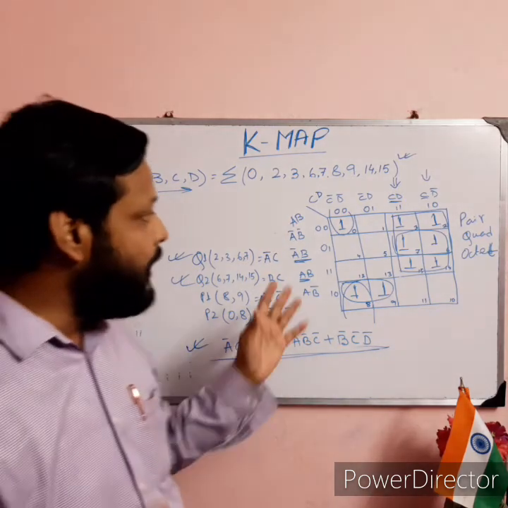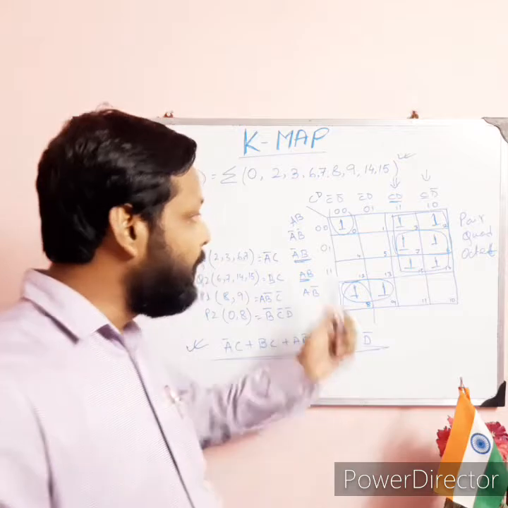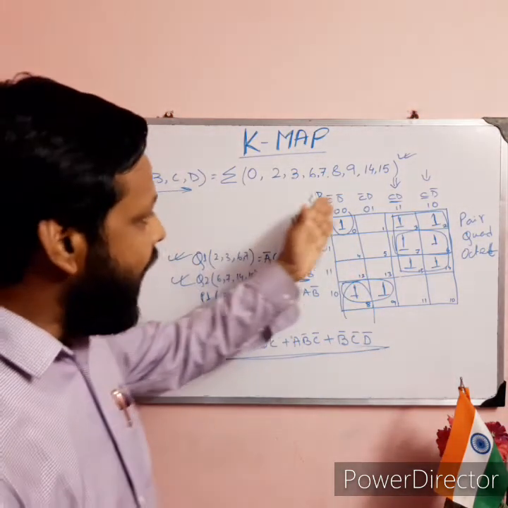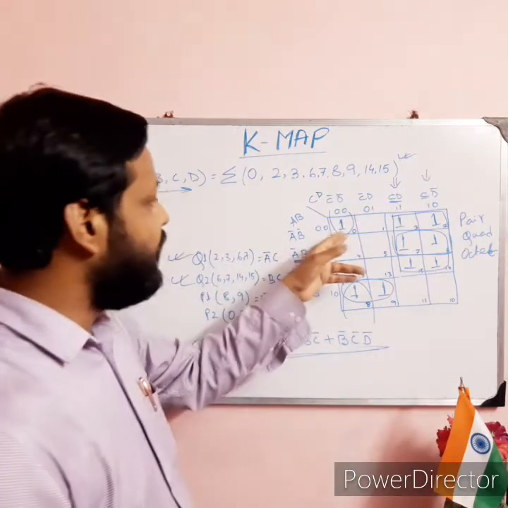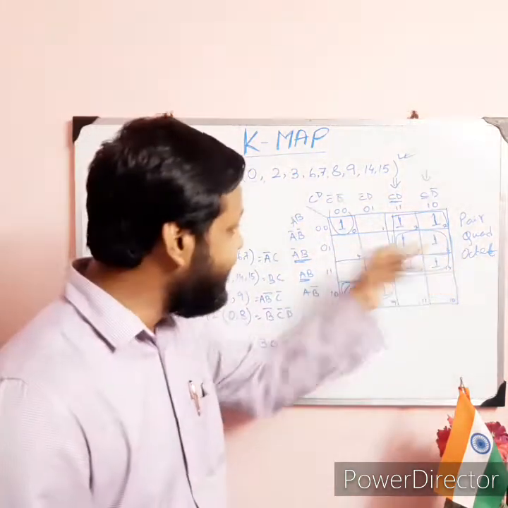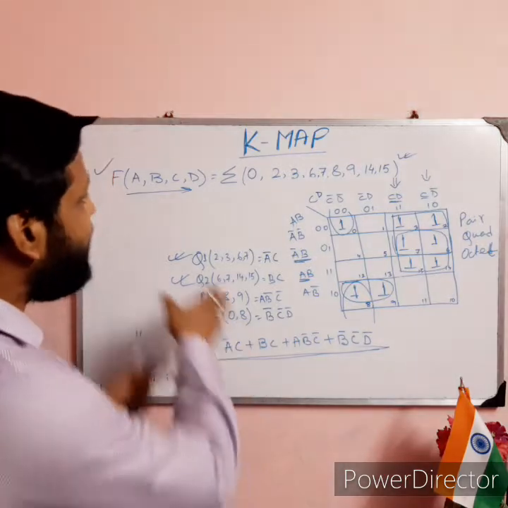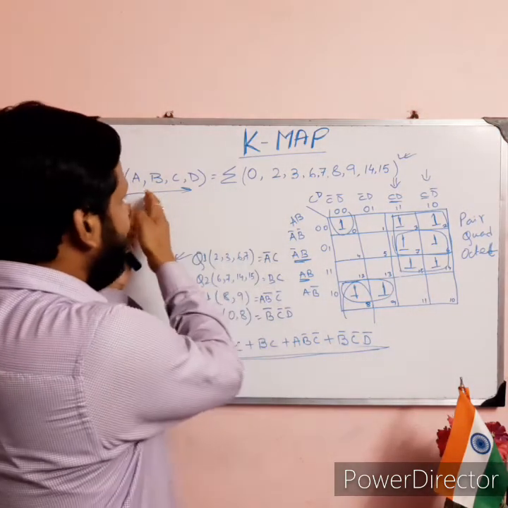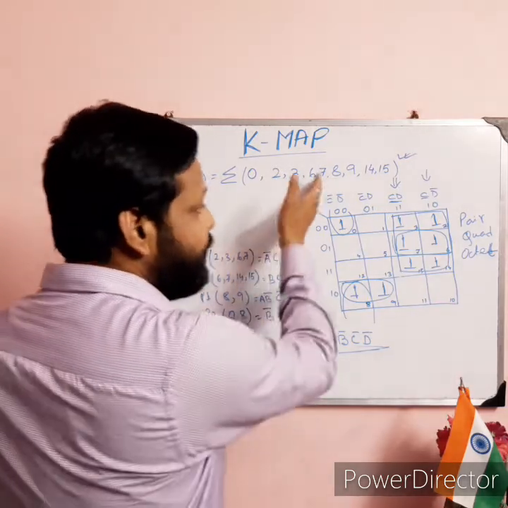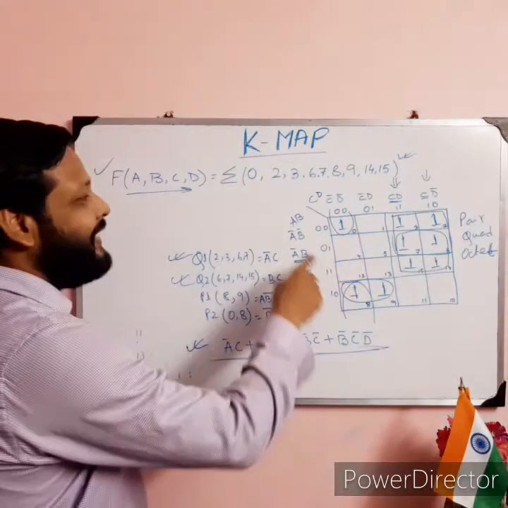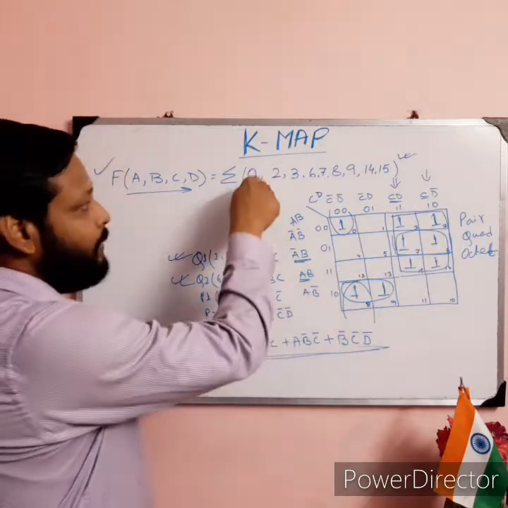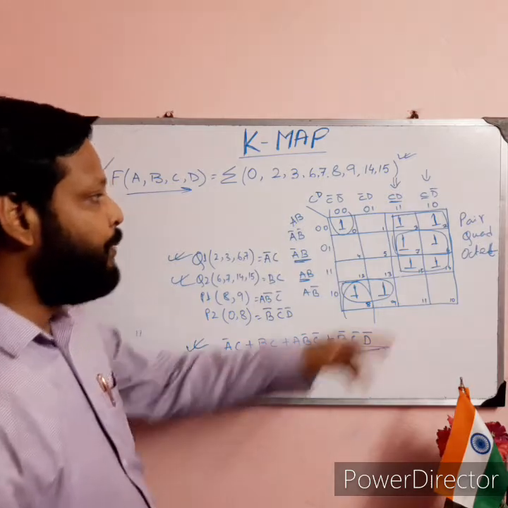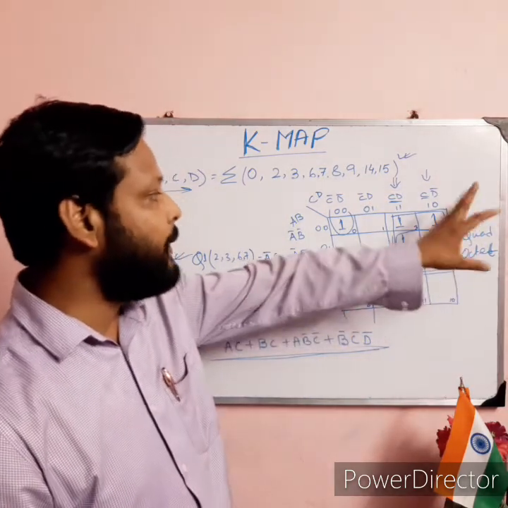Again I wrap up the things. How will we draw 16 boxes? Outer identification as per Gray code, inner identification as per the binary numbers. After that, the first thing we need to remember is not to change the sequence of the variables A, B, C, D. Left to right we have to follow. After that, out of these 16 boxes, whatever number we have, we put it accordingly. Then we have to create the groups: pair, quad and octet.